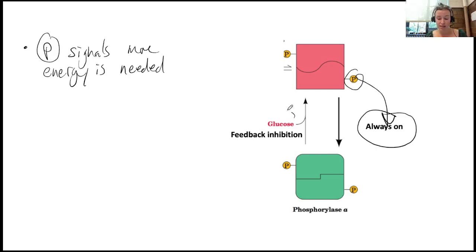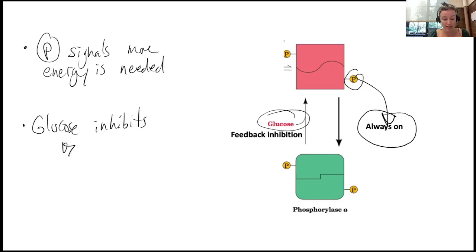However, if the enzyme is phosphorylated, now glucose becomes an inhibitor. Why does this make sense? Well, if we already have a lot of glucose around, we don't need to break down glycogen to make more glucose.